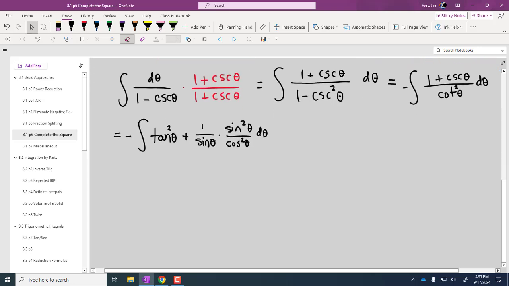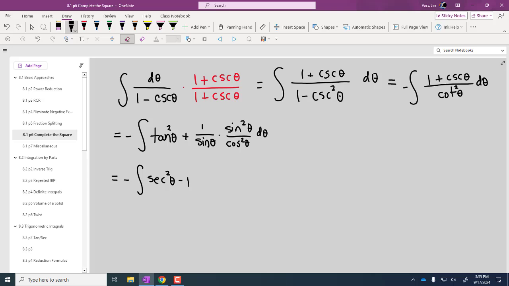All right. So then, tangent squared. We don't know the antiderivative for tangent squared, but we can use a Pythagorean identity to rewrite that. We can rewrite tan squared as secant squared minus 1. And secant squared does have an antiderivative. The derivative of tangent is secant squared, so the integral of secant squared is tangent. So we can use our Pythagorean identity there, and then here we're going to cancel out one sine. So we're going to have this.